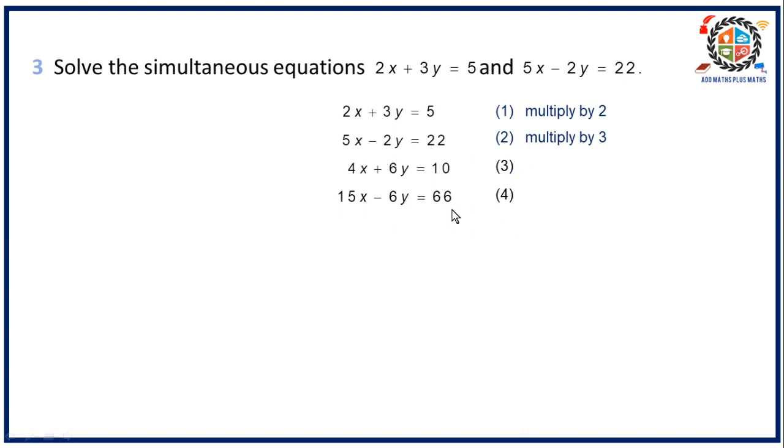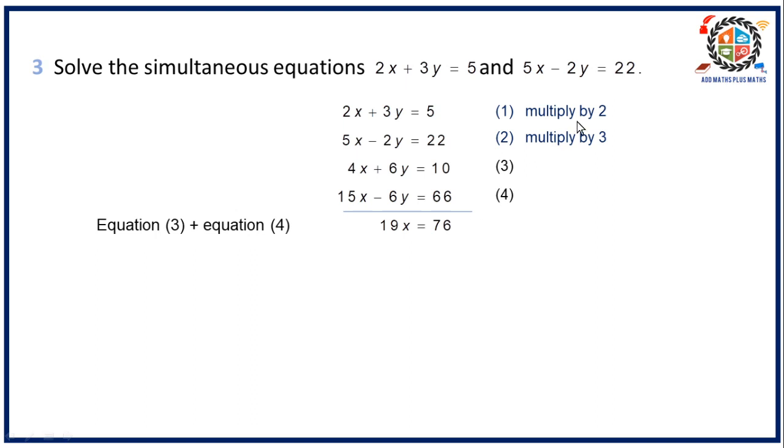Okay, so you are able to generate new equations wherein the numerical coefficients of y have the same number with different signs. Since they have different signs, in order for me to eliminate 6y and negative 6y, I am going to add equation 3 and equation 4. If I add, I'll be left with 19x is equal to 76.